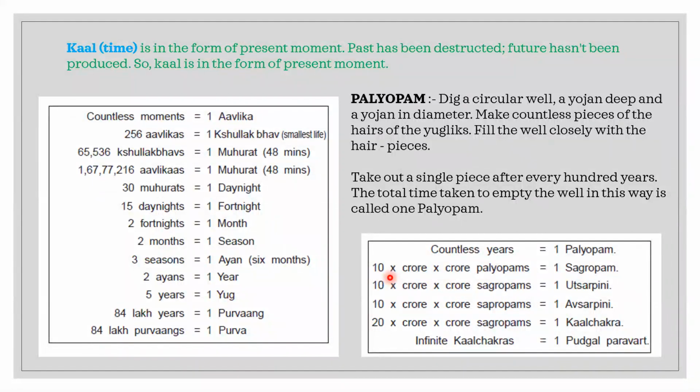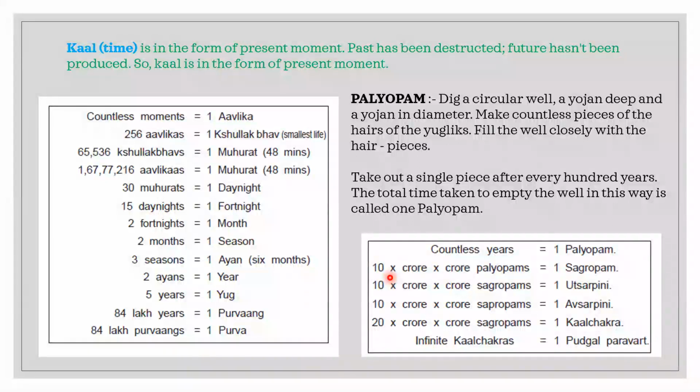It says that if you dig a circular well that is 1 yojan in diameter and 1 yojan deep, and you fill this well completely with the hair of yugliks, now the hair of yugliks are very soft and very small, and you fill this whole well completely with the hairs of yuglik, so that no more hairs can come inside this well, and every 100 years you take out one hair, the time it takes to empty the whole well is known as one palyopam. So it's basically countless years.